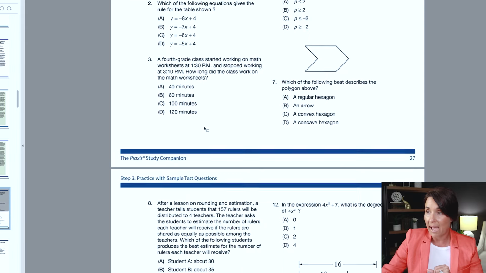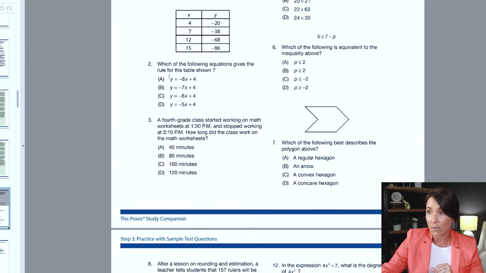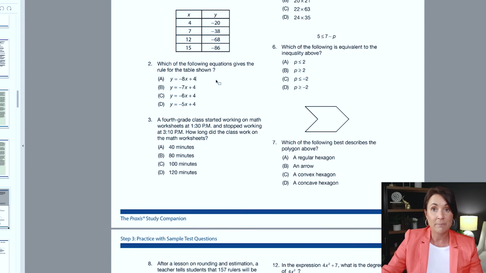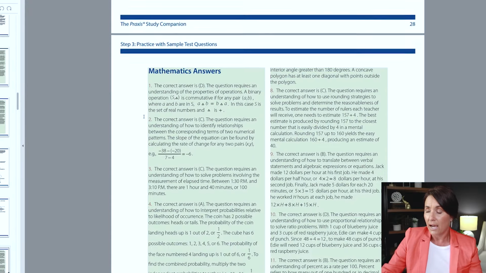You can see this is the math, and this is a slope problem right here. Y equals negative 8x plus 4. This is slope intercept, which gives a lot of people heartburn because that's really hard for elementary ed. So you're definitely going to want to brush up on your math. Again, we cover this in depth in our courses, but if you're working on your own or looking for study material, make sure they cover everything here. And they've got great information.